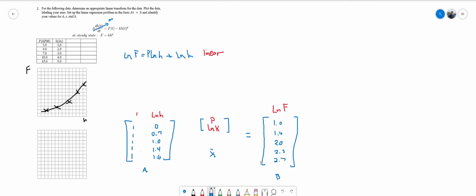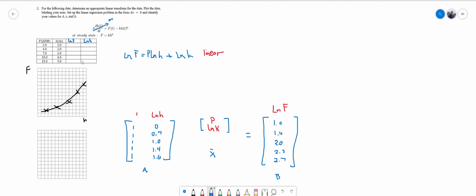And so now that I've done that, I've set this up in my Ax equals b form. I can transfer these values, ln of h and ln of f, up to my other columns. So I want to put ln of f in this column, and then in my other column, ln of h. So go ahead and transfer these values into each one of these columns so that I end up having all my values. I complete my table here.